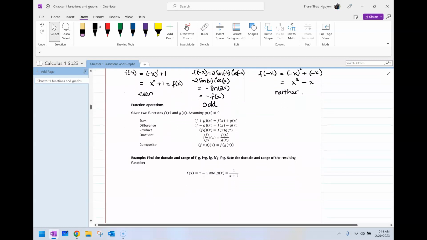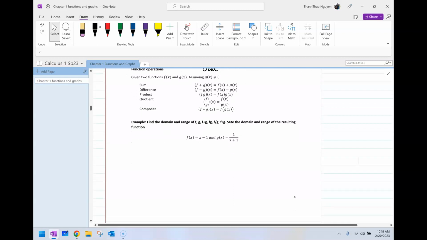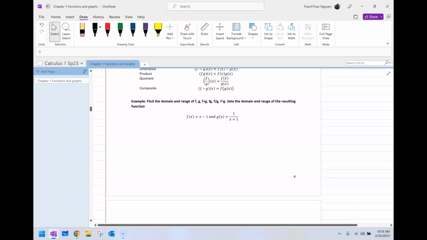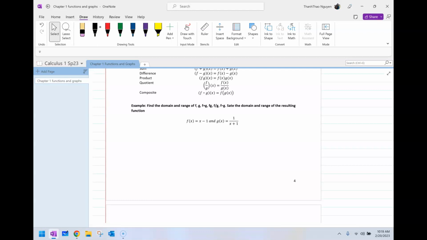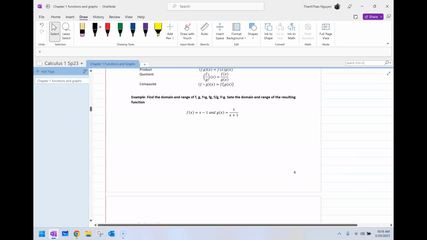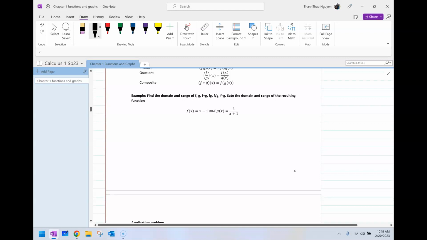Right? We have function operations as well. So let's say we want to find the domain and range. We find the domain of f(x) and g(x), then we do the operation and state the domain and range of the resulting function. Okay, f(x) here has the domain of all real numbers.